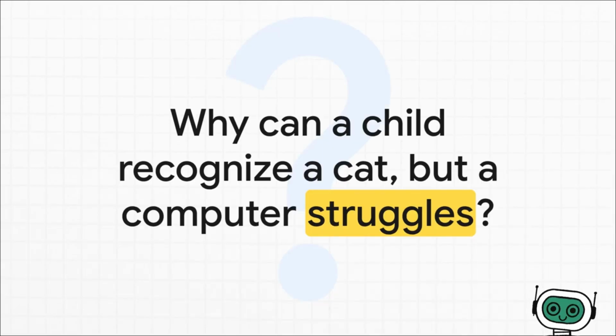So let's start with a really basic question. How can a small child look at a picture and, without any effort, say cat, when for decades, getting a supercomputer to do the same thing was an almost impossible challenge? What's the secret that we have that machines just couldn't figure out?